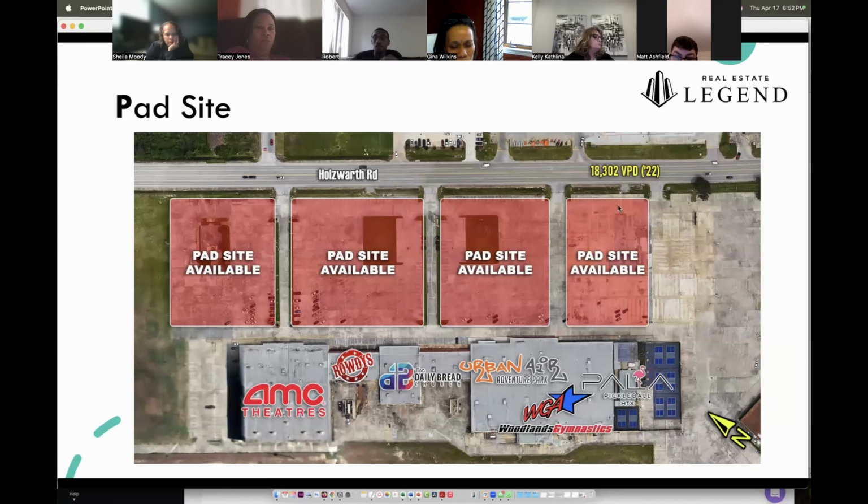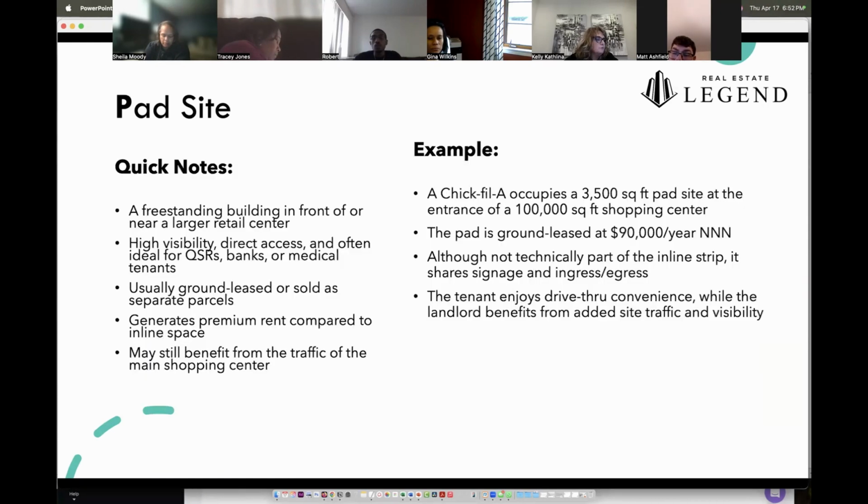But up here you may see a Chick-fil-A. You may see a credit union up here, a Panera. So those are the pad sites you'll see up front on the road. So that's what those are. You see a lot of Chick-fil-A's that use pad sites. They usually like to be right up on the road.